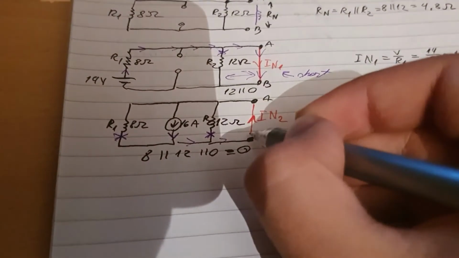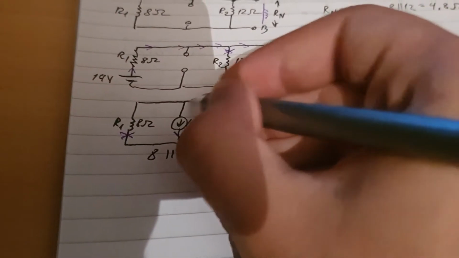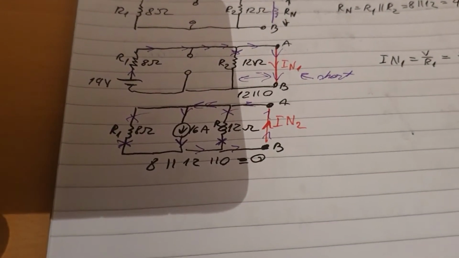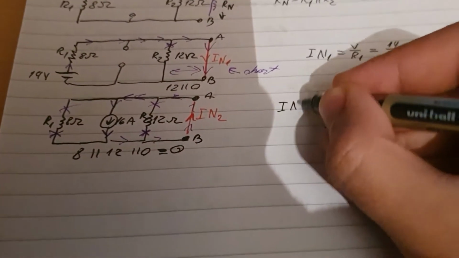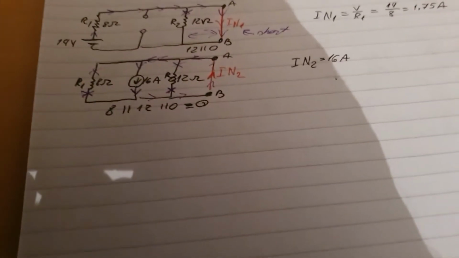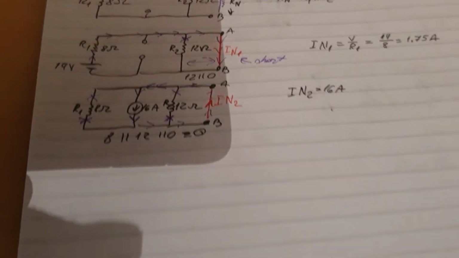The current moves up, it moves that way. It doesn't go through here. It moves back where it came from. It doesn't go through here either, again, because it's a short circuit. So IN2 is equal to 16 amps. It's the same current as the source. So that was pretty simple. Okay, now we need to calculate the, yeah, it is 16 amps. Okay, I thought for a second I used another value.